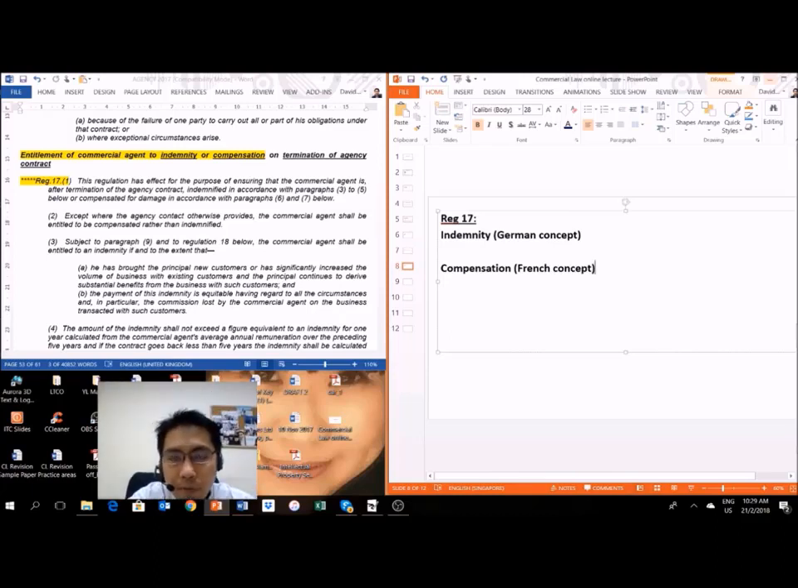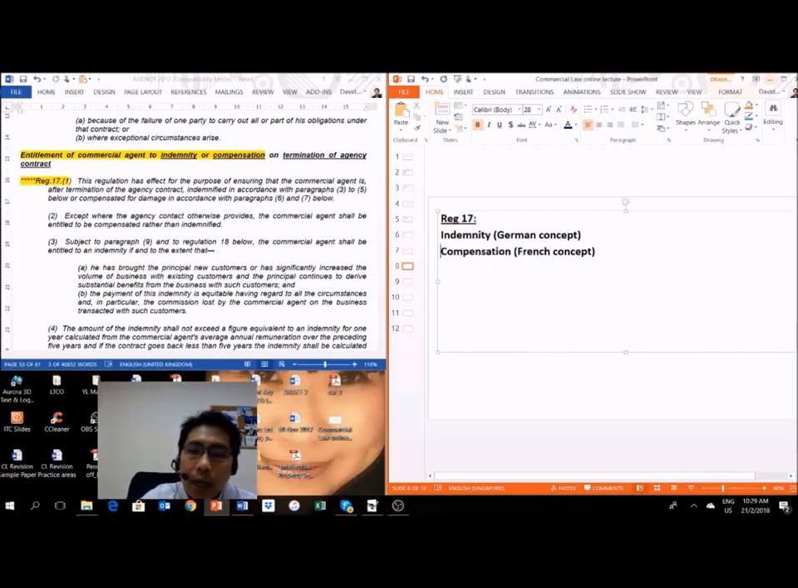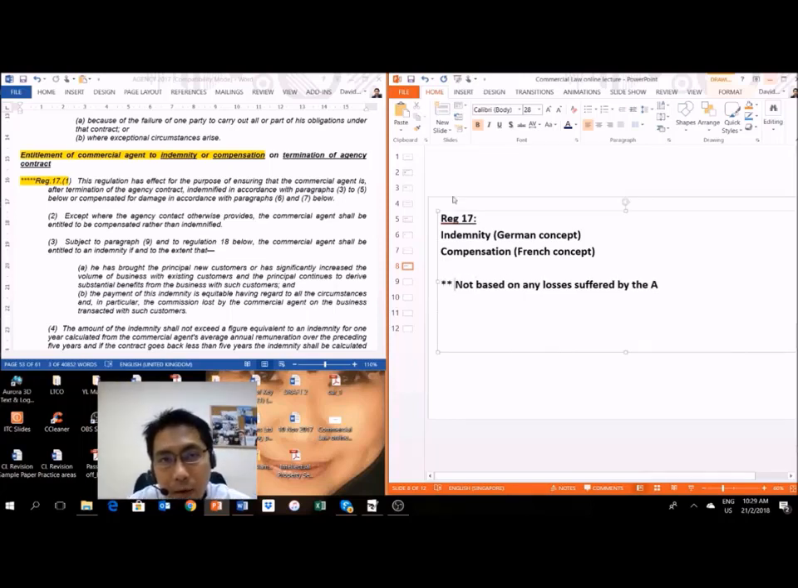Again, you must appreciate what I said before, that the CAR is EU influenced, and so when the drafters drafted this code, they were influenced by the German and French concepts of indemnity and compensation. And both these concepts, I wish to clarify, allow a commercial agent to receive this entitlement, and it's not premised, right? It's not based on any losses suffered by the agent. So, and this is the part I want to put a star on as important, although the agent had not suffered any loss, he can still sue for compensation.